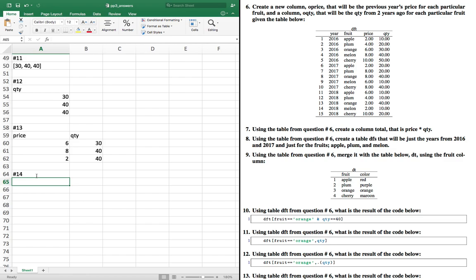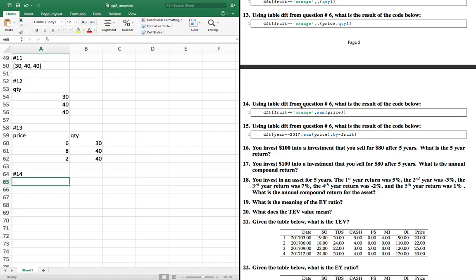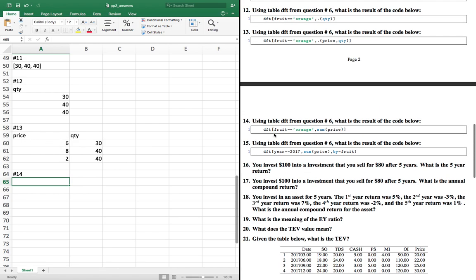Number 14. Using the table DFT from question number 6, what's the result of the code below again? Here we have fruit, orange, sum, price. Well, we know what the filter is. If I just select all of the oranges and what all the prices will be, then it'll just be 6, 8, and 2. The sum of that is what? It's just going to be 16. Real easy.